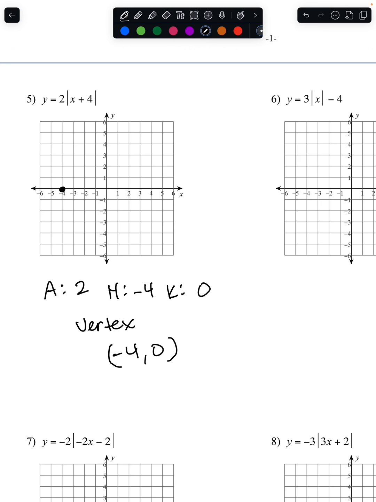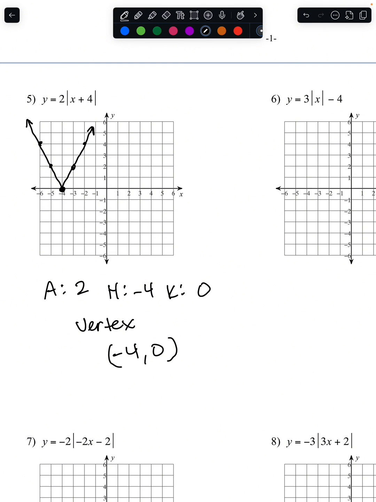And then, because my A is 2, I go over 1, up how many? If you said 2, you're right, because A is 2. Over 1, up 2, over 1, up 2. Left, over 1, up 2 on the other side, over 1, up 2 on the other side. Because absolute value is always symmetrical. Although sometimes in the questions we get to later, they don't seem like it, but they really are once you actually draw the lines. All right, let's take a look at number 6.